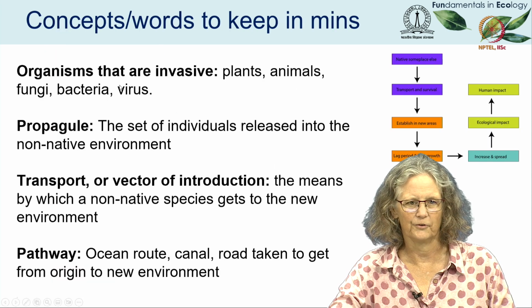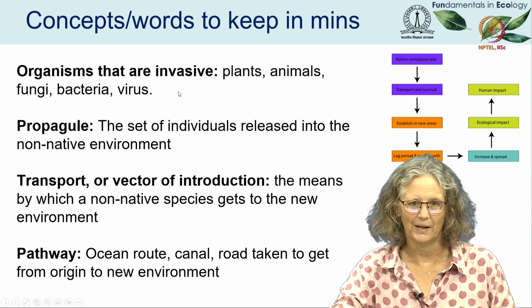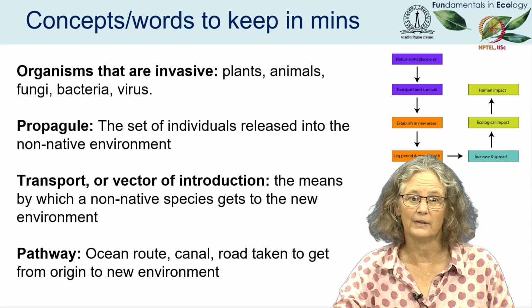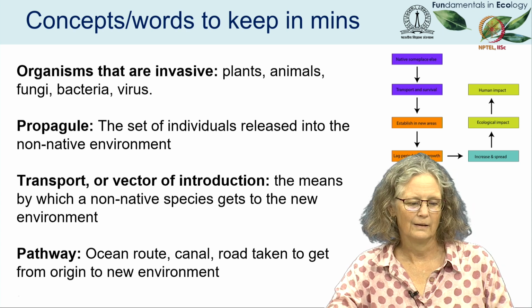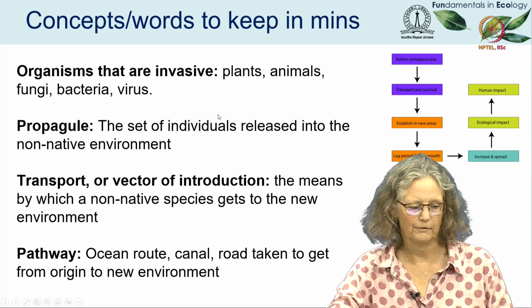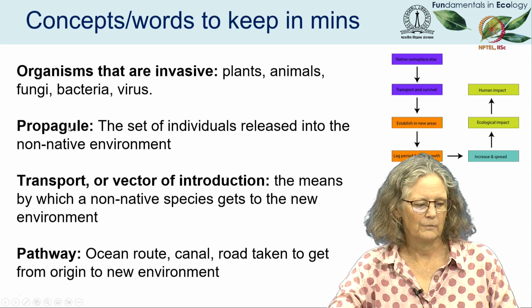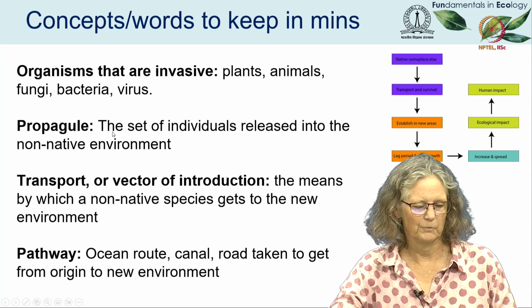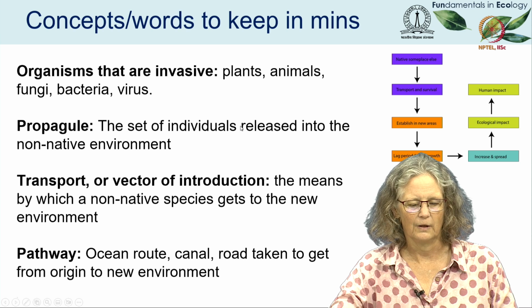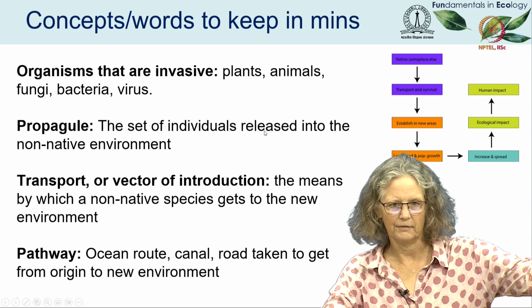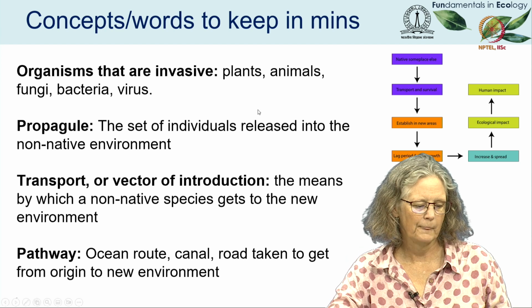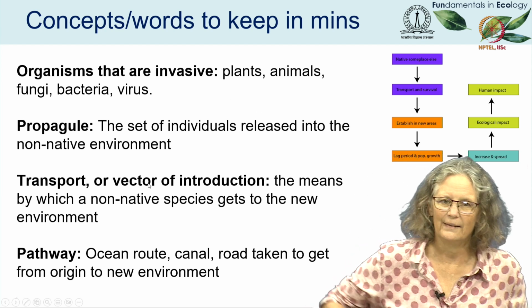So here are some words or concepts that we need to have in mind. Organisms that are invasive could be plants, animals, fungi, bacteria, viruses, basically everything that's alive. The second term is propagule, which is a somewhat awkward term, and it is the set of individuals released into the non-native environment. So it's the arriving individuals that are called the propagule. Transport is the way that it gets there.